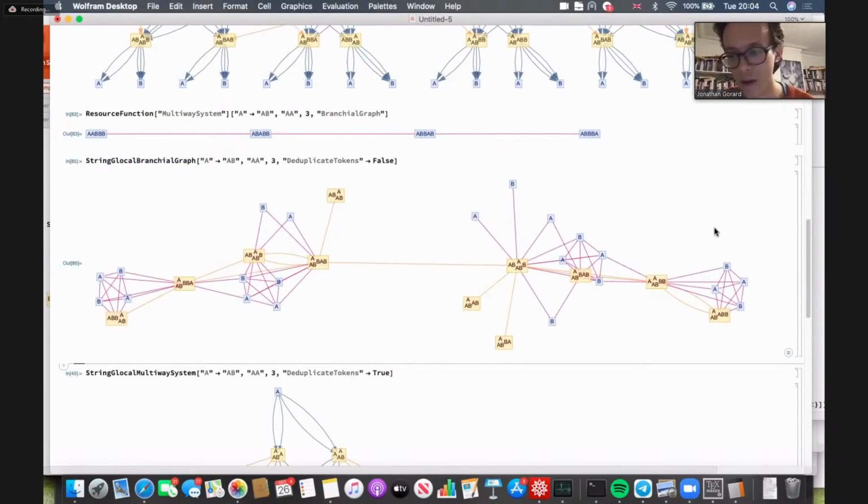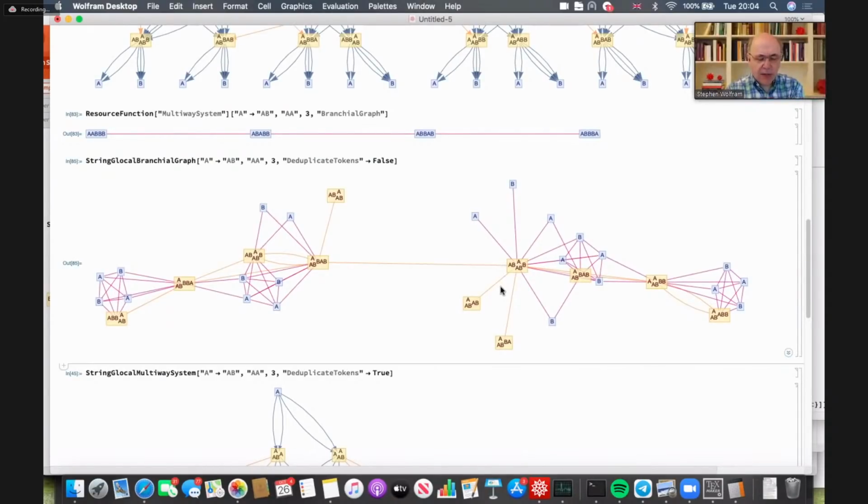Exactly. So when you have a pair of tokens that are connected by a branchial edge, that means that they have a common evolution ancestor. Same when you have a token and an event. It's saying that this token was spawned by this event. Then when you have two events connected not by a branchial edge but by a causal edge, that's telling you that they have shared causal ancestry. So these two events share a causal ancestor.